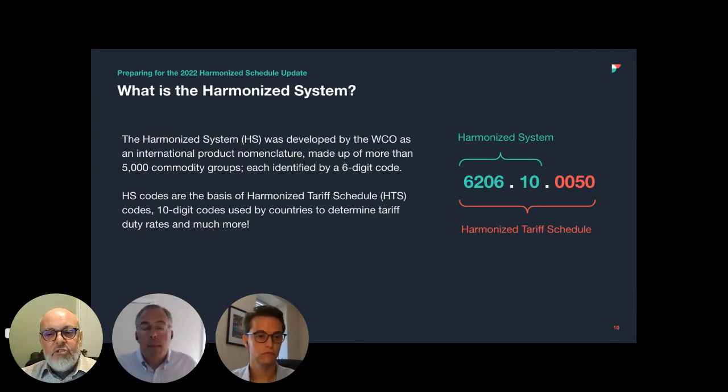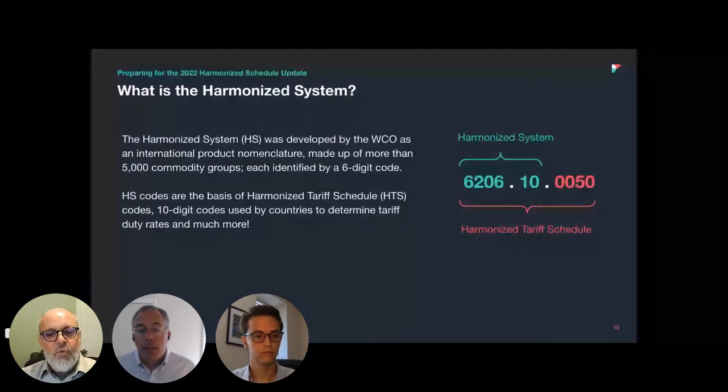And those are, again, the first 6 digits of the 10-digit HTS number that we use here in the US, that we use here in the EU, and we use in many countries around the world. It doesn't have to be 10-digit numbers, but most countries around the world use 10 digits for their harmonized tariff schedule. And the harmonized tariff schedule would be the country-specific schedules that are used around the world.